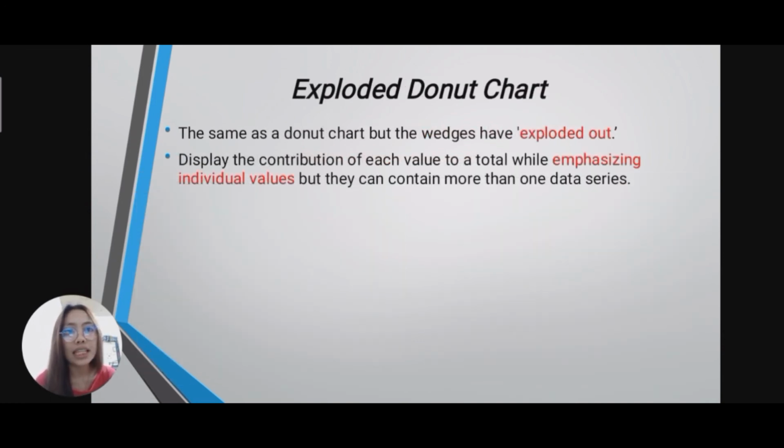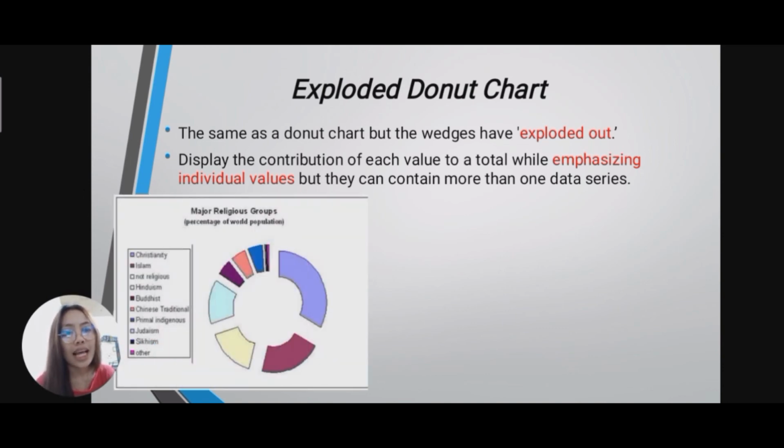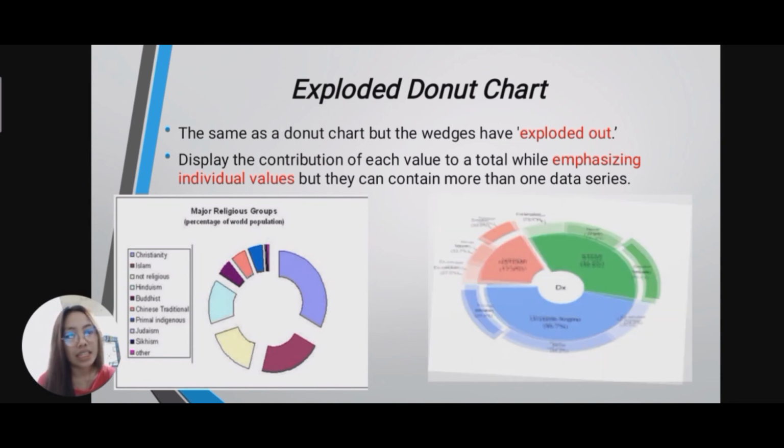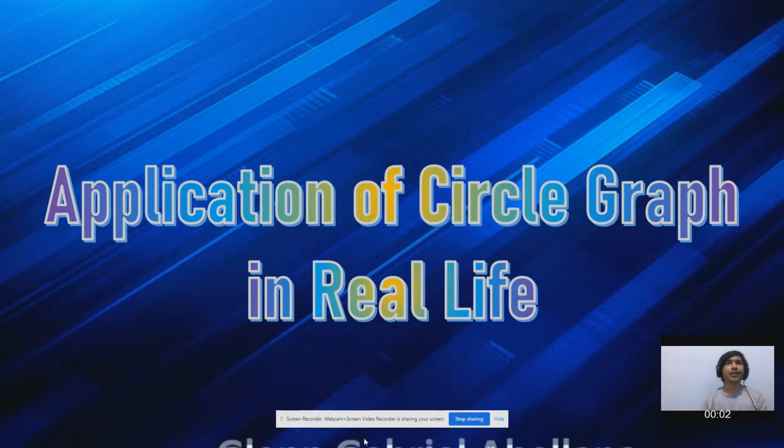So the last one is the exploded donut chart. It is the same as a donut chart, but the wedges have exploded out. So exploded donut chart is the combination of exploded circle graph and donut chart. It displays the contribution of each value to a total while emphasizing individual values, but they can contain more than one data series. So it could look like this, that has one layer, or like this, that has two layers. So that's it.